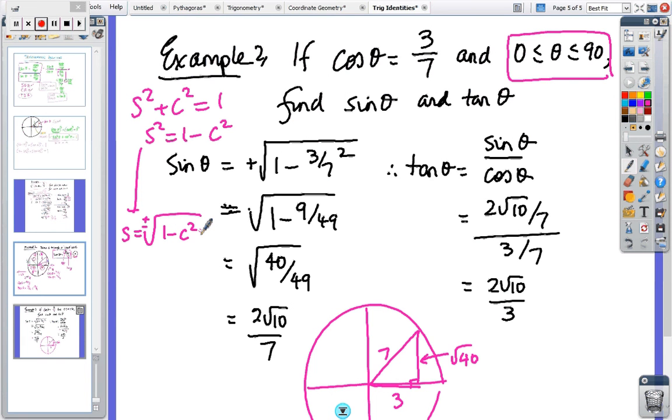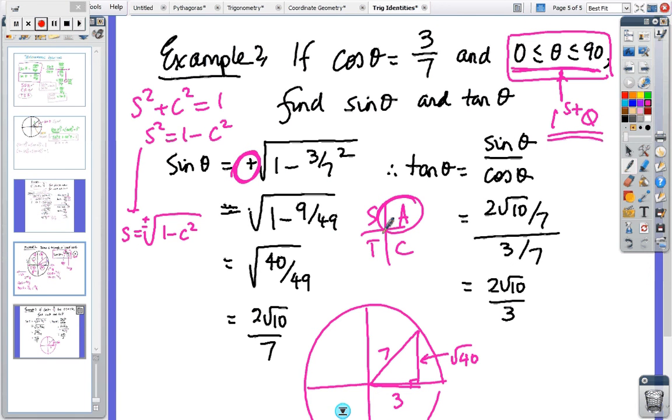Now, I only need the positive number for the square root because this thing here tells me that I'm just in the first quadrant. So 0 to 90 is just the first quadrant. And so I've got all stations, 2 central. I'm in the first quadrant, so I only have to worry about the first being positive. So I've got 1 minus cos squared, 3 squared is 9, 7 squared is 49. On your calculator, you get 40 over 49.